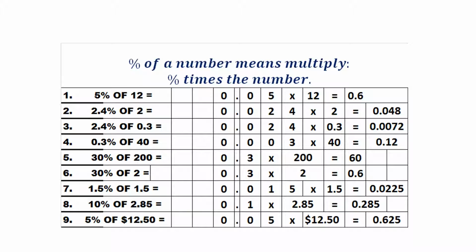This is a money problem. 5% of $12.50. So let's say your tax is 5%. And you go in and buy something for $12.50. What's your tax? Okay, so what we got to do is 0.05 times 1250. And if you're going to try to do this mentally, 5 times 12 is 60. 5 times 50 is 250.